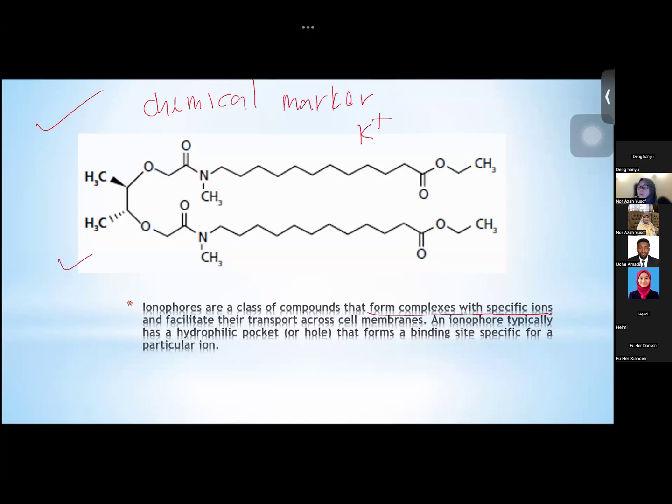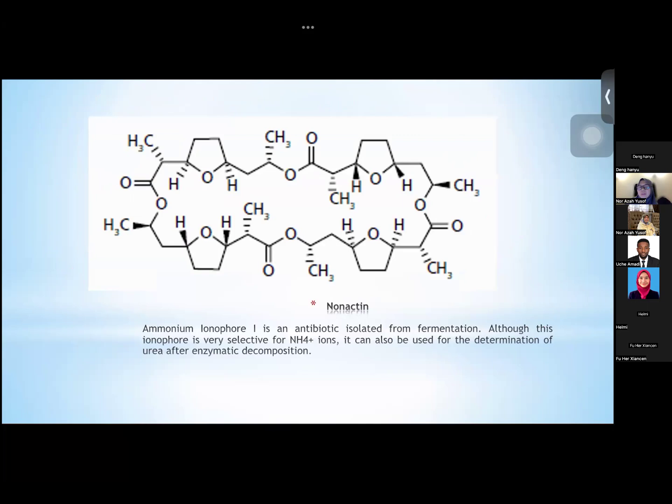And how to prepare this? You need to have very good knowledge in synthetic chemistry. You have to do the synthesis, prepare the ligand, and mix it until you get the structure. So it's actually very challenging to produce ionophores. And this is another example. The ionophore is called nonactin, and this ionophore is very selective towards ammonium ions.